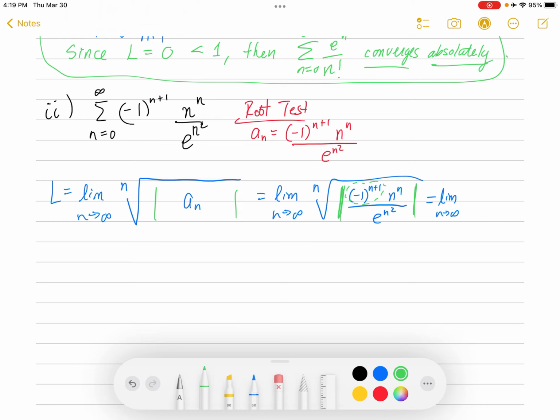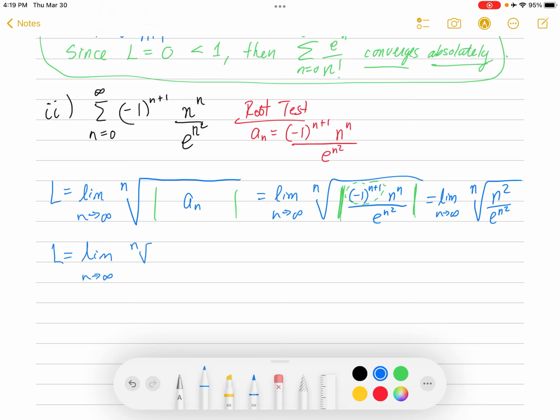Here the absolute values are going to kill off this alternating term that's either -1 or +1. It's just going to keep it 1 all the time, so you don't need to write that anymore. So we'll get rid of our absolute values and we'll get rid of that alternating -1 term. So we're going to have the limit as n goes to infinity of the nth root of n^n over e^(n^2).